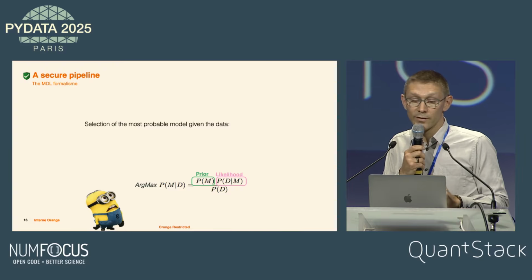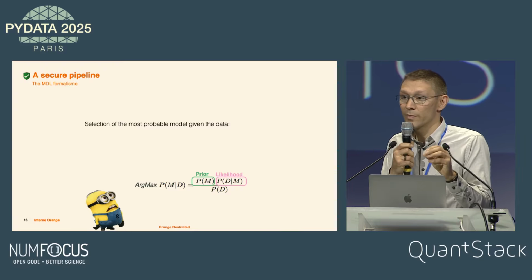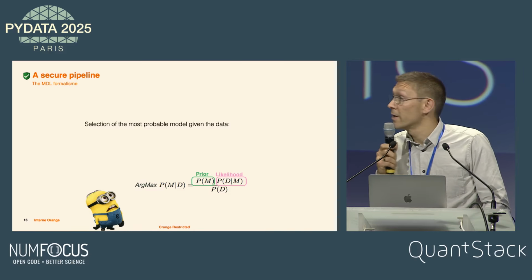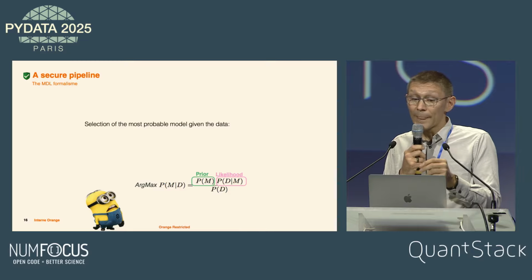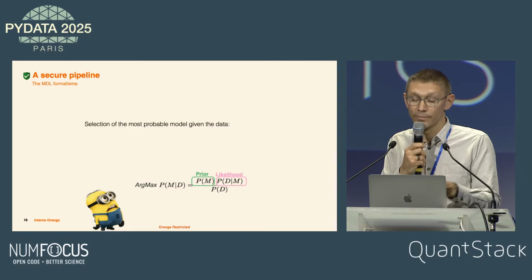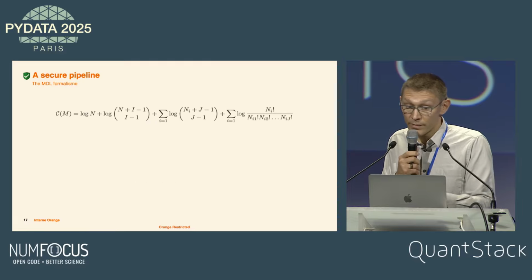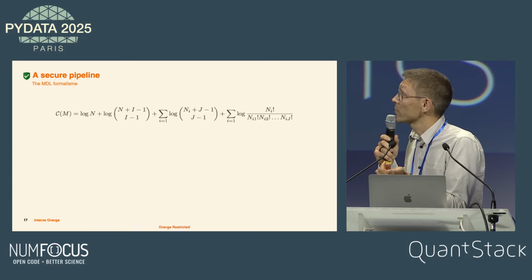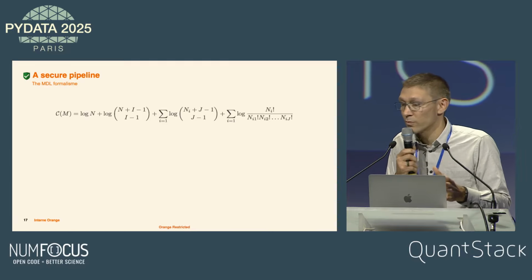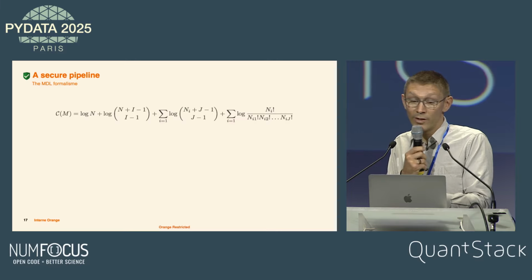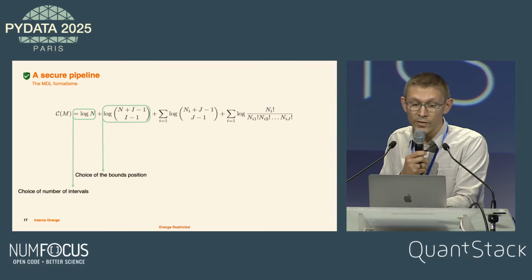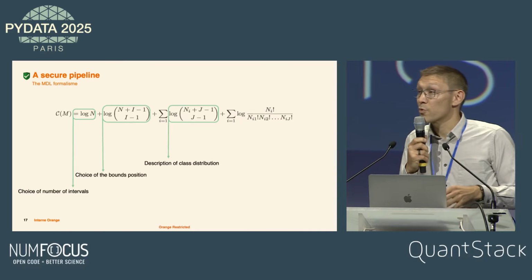In particular, the prior always has the same shape. It is hierarchical. It follows the hierarchy of the model's parameters, and at each level of this hierarchy, it is uniform. So this is the criterion to choose the best discretization model. It can appear very hard and ugly, but it can be interpreted term by term. The first three terms correspond to the prior.